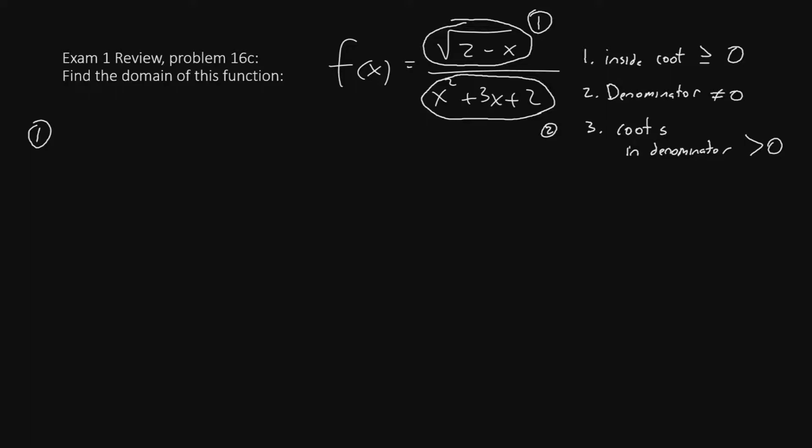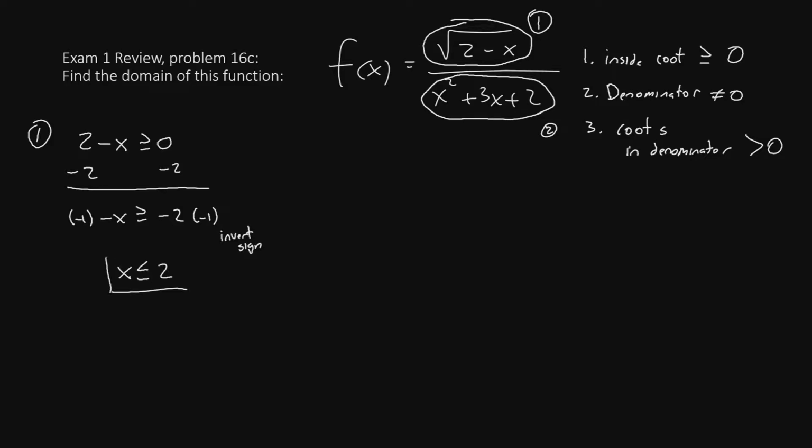We'll use rule 1 and say that 2 minus x is greater than or equal to 0. First, we move the 2 to the other side by subtracting 2 from both sides. We now have negative x is greater than or equal to negative 2. Now, we need to multiply both sides times negative 1. Now remember, when you do this, you will invert the greater than sign, and it becomes less than. So we now have x less than or equal to 2.